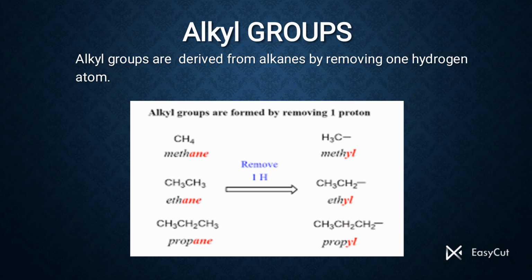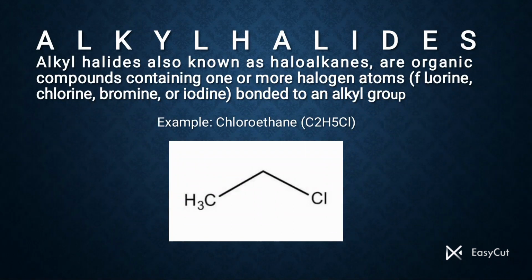Now let's go to the second batch of functional groups. We have the alkyl halides. Alkyl halides are also known as haloalkanes. They are organic compounds containing one or more halogen atoms. When we say a halogen atom, examples are fluorine, chlorine, bromine, or iodine bonded to an alkyl group. We already know an alkyl group: an alkane which loses a hydrogen gives you an alkyl group. So where the chlorine is can be bromine, iodine, or fluorine.